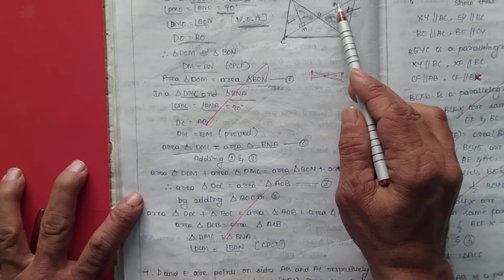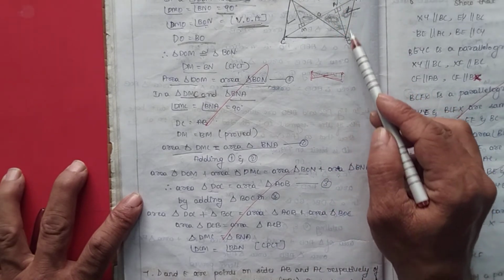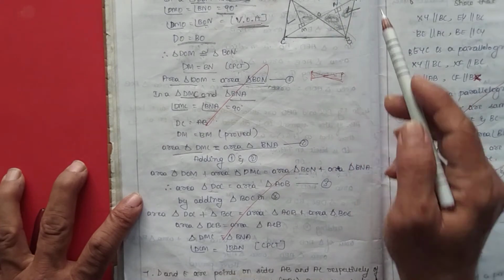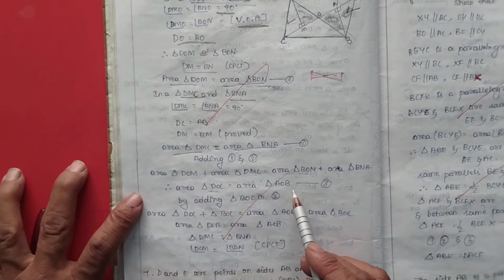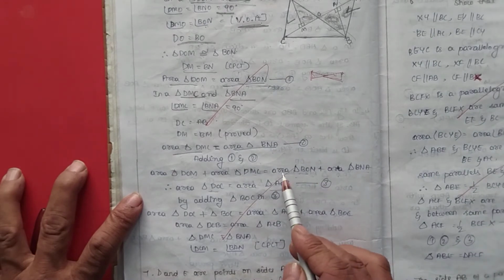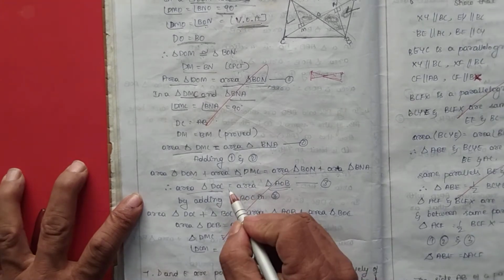If you add BON plus BNA together, what will we get? The bigger triangle is BOA, which we can write as BOA or AOB. That is equation 3. This is the right-hand side value and this is the left-hand side.